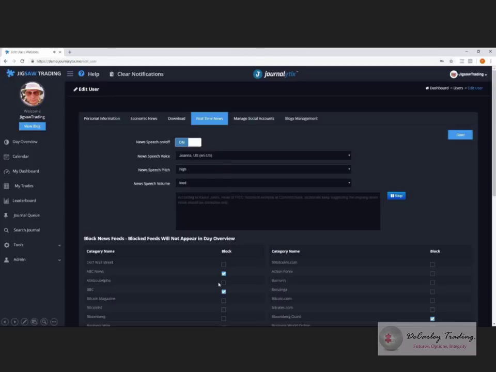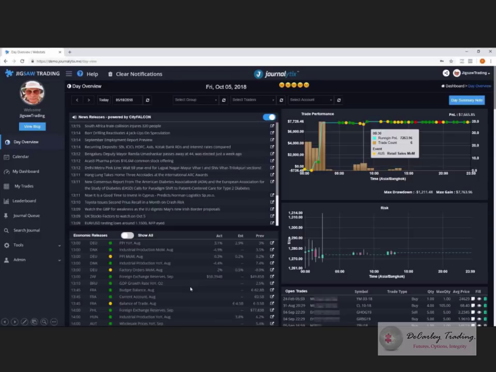What you can see on this screen, this is just the settings screen. You can see I've got Bloomberg Quint blocked here. If you don't know Bloomberg Quint, that's an Indian news feed. It's probably not really something that's going to affect my trading. BBC, far too much noise for financial news. So you can actually just block the news feeds you don't want to see or listen to and get your real-time news.